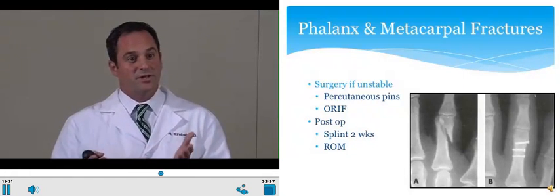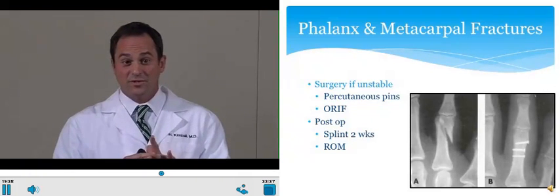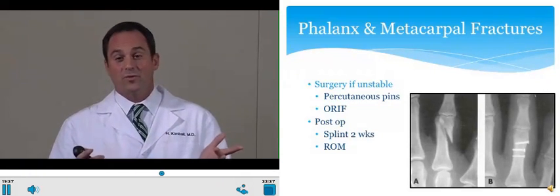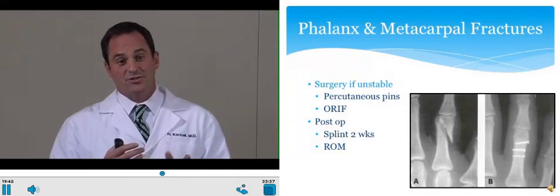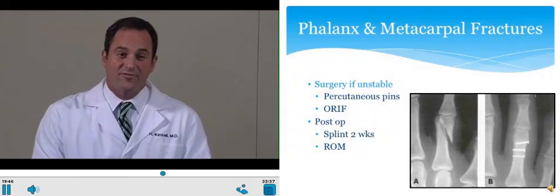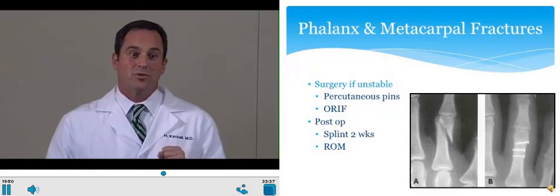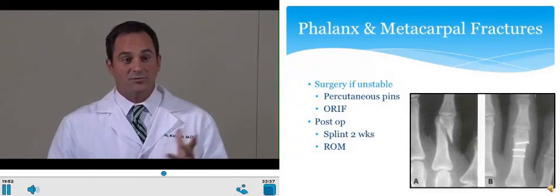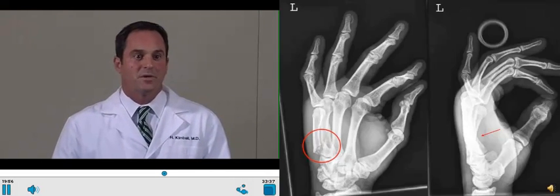So in those cases, we would do surgery, and that can involve just simply putting pins through the skin to hold it in place, or doing open reduction, internal fixation, ORIF, where we make an incision and put plates and screws or just screws in. Now the idea with that type of fixation is really to provide an internal cast and get early motion. So we only splint them for a short period of time, 2 weeks, and begin early motion for them.